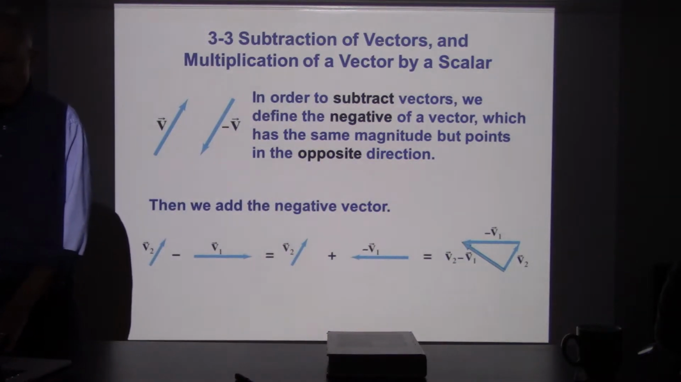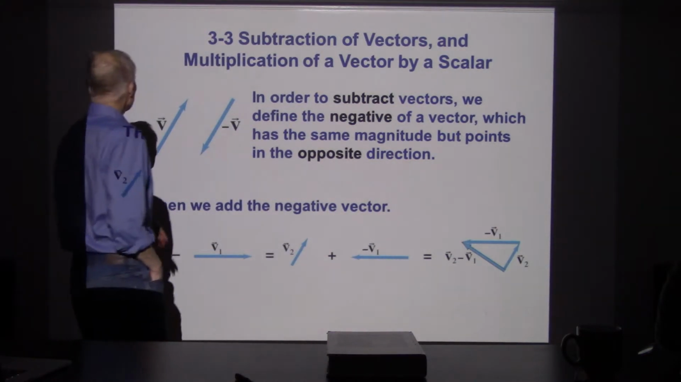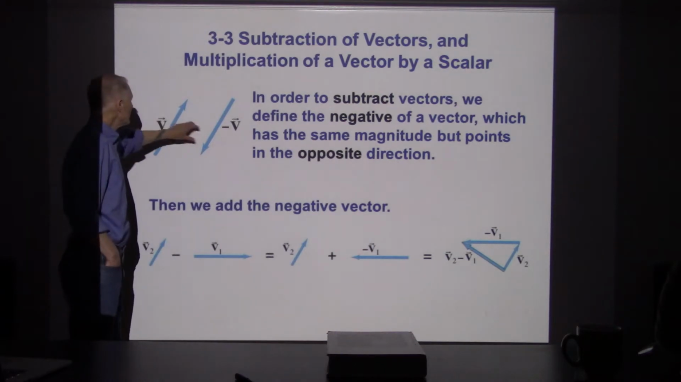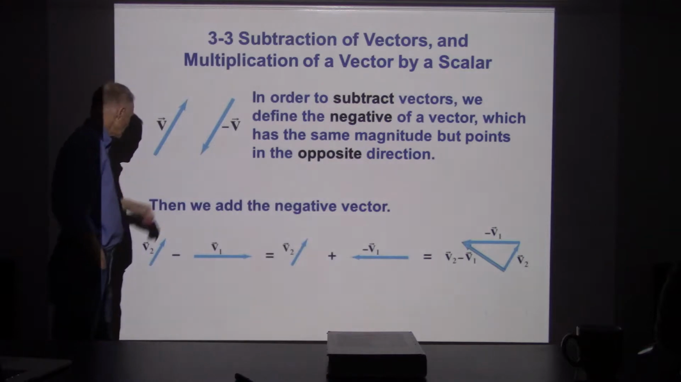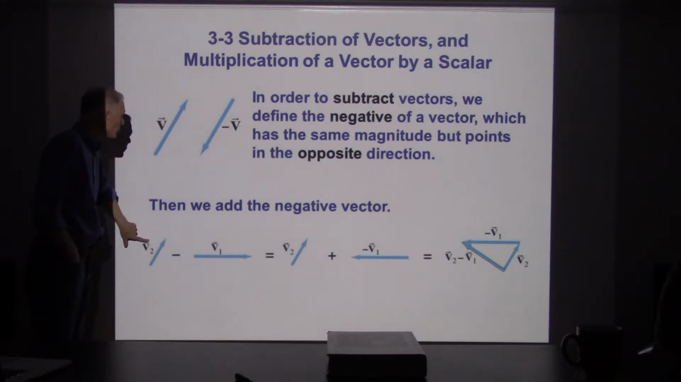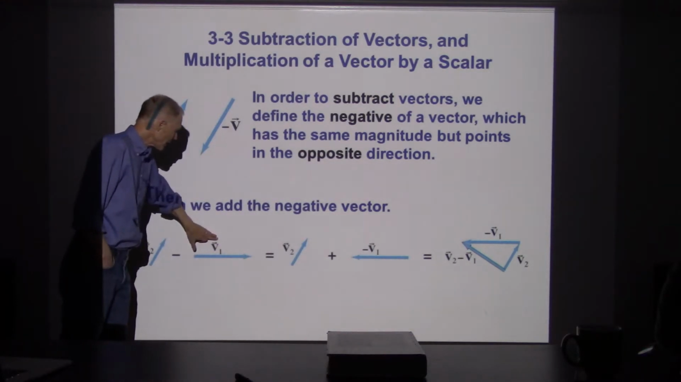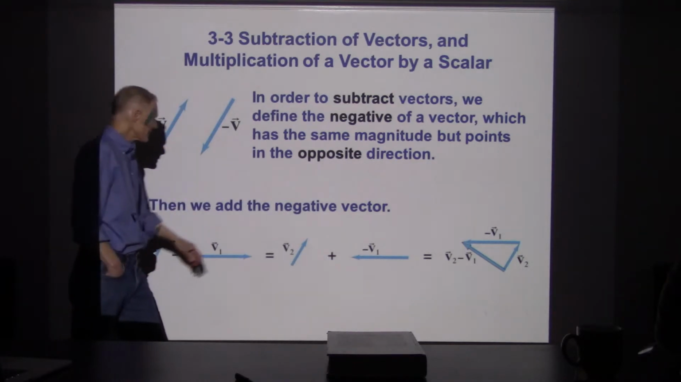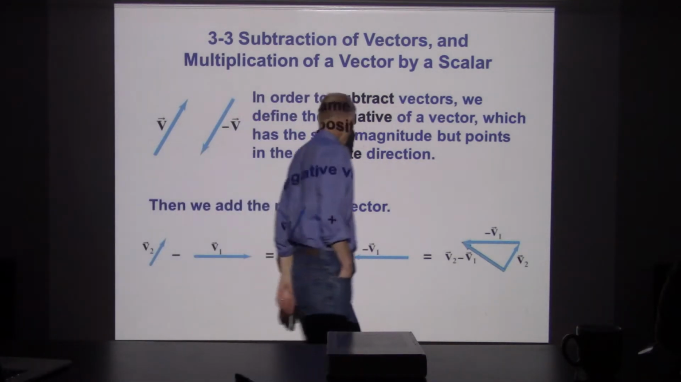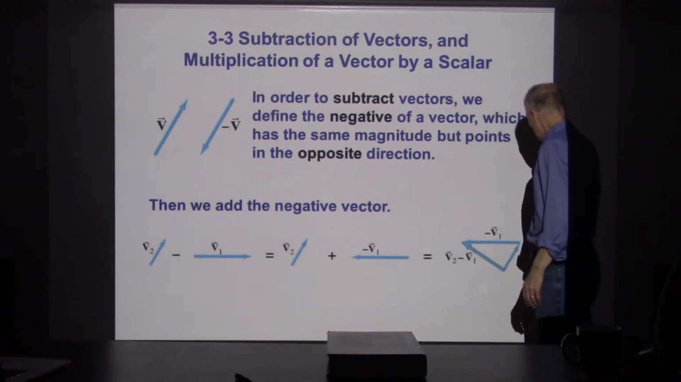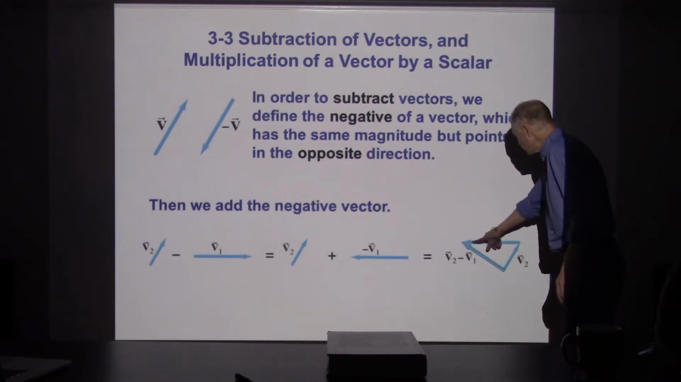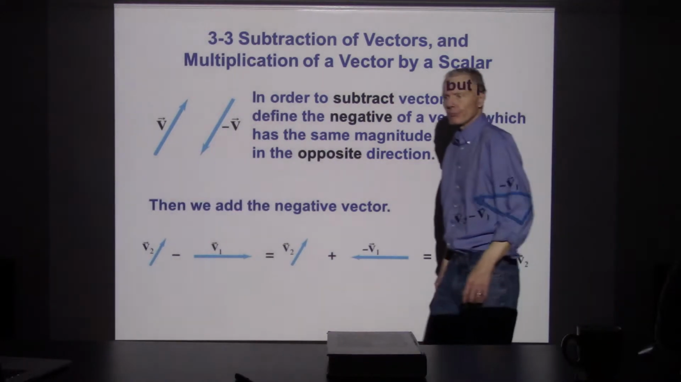Okay, we can put coefficients out in front of vectors. So if this is vector v, then negative vector v goes in exactly the opposite direction. So I could take v2 and subtract off v1. That would be the same thing as taking v2 and adding the reverse of vector 1. So I could use that approach to get a resultant.